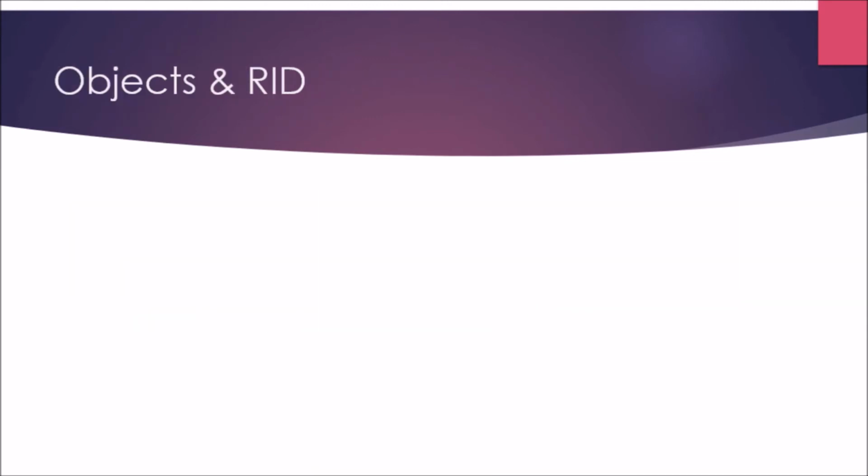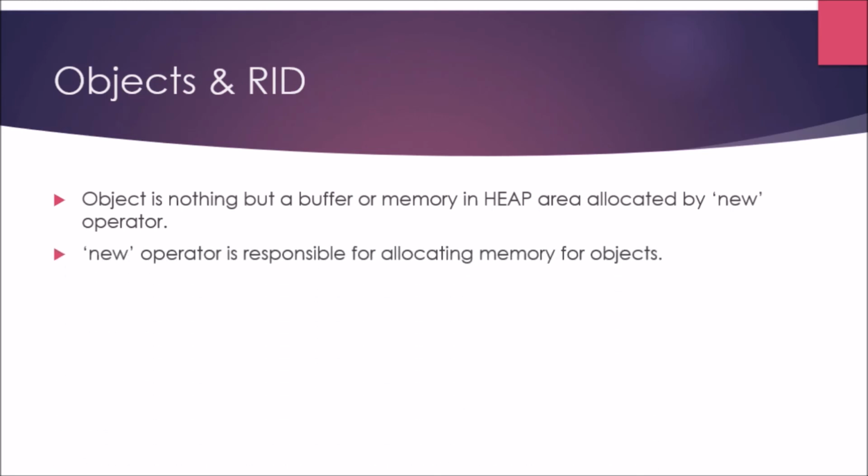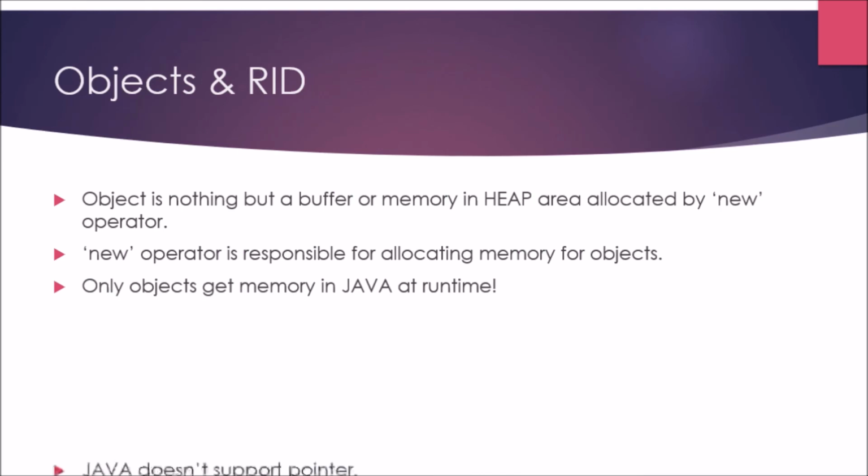Now we will see what are objects and RID in Java. Then we will go back to the memory allocation part, which is pending. An object is nothing but a buffer or memory in the heap area. Whenever you create an object using the new operator, as we did in the program in this tutorial, what the new operator does is allocate memory in the heap area. So the new operator is basically responsible for allocating memory for objects in Java. Only objects get memory in Java at runtime.